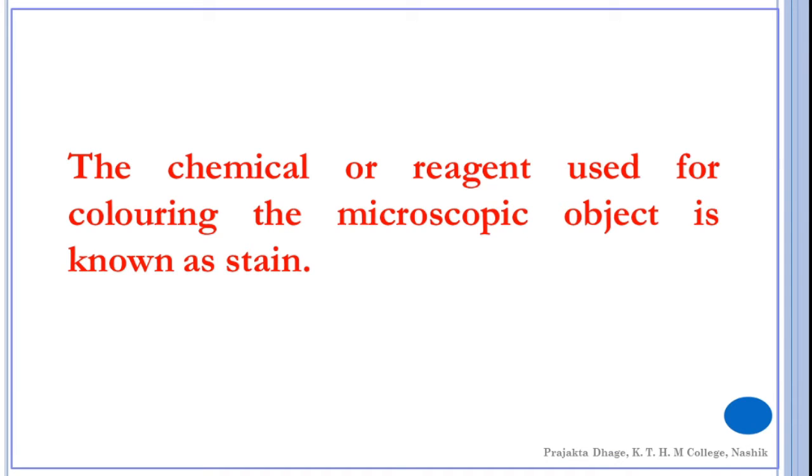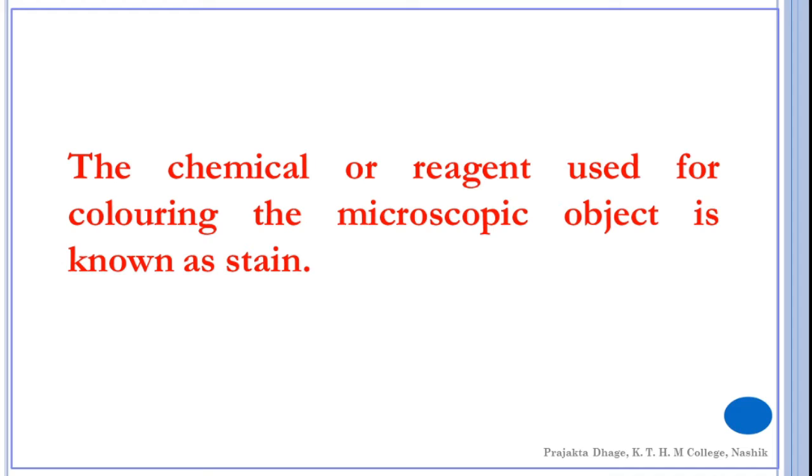So a stain is any chemical or any reagent used for coloring a microscopic object, which can be a cell itself, or some kind of tissue, or an entire organism, say unicellular organisms like paramecium, etc. Okay, so when you're using something to add color to that particular structure, this coloring agent is called a stain.